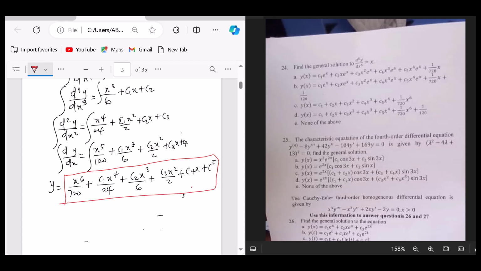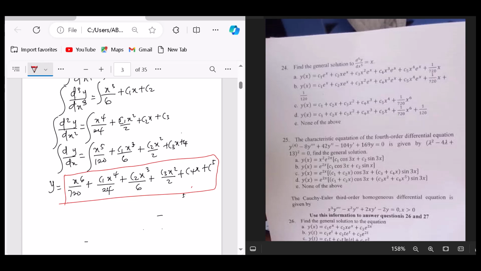Yeah, so looking at the answers that we have on the paper, I think that will just be C. That will just be C. 1, 2, 3, 4, 5, 6. Yeah, that will just be C.